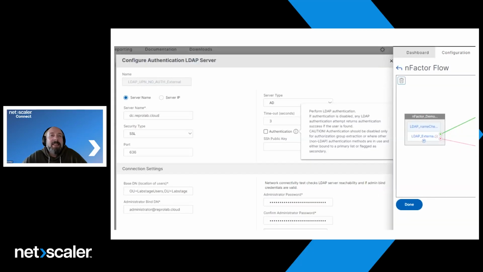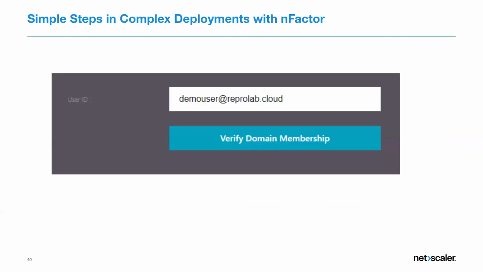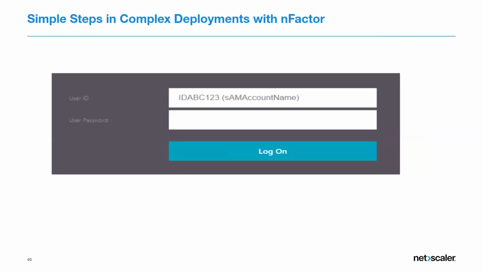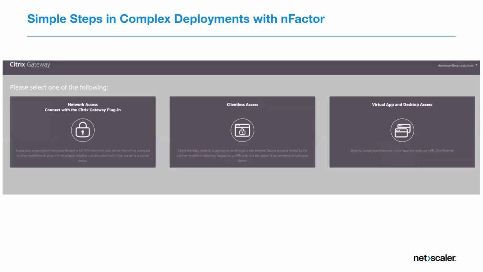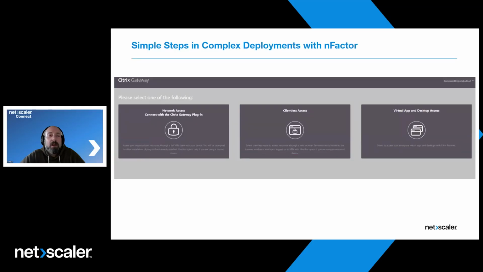This becomes an easy way to collect the username from the user and realize that they should be following that top path through the nFactor visualizer flow. So now when our demo user announces who they are, we can figure out, yeah, these guys, they're on premises. We can find them on the on-premises domain controller. Let's just get them to log in with their SAM account name. And they have a nice, easy experience to get into the backend resources and they're logged on as well.